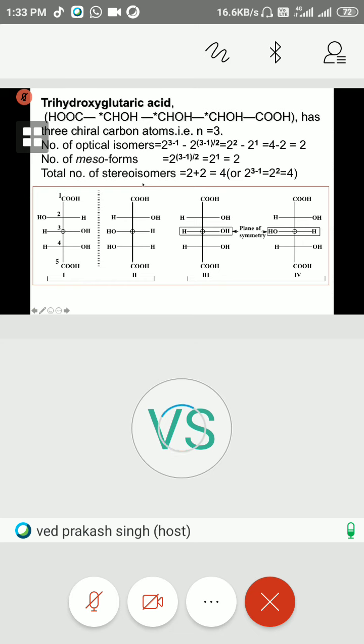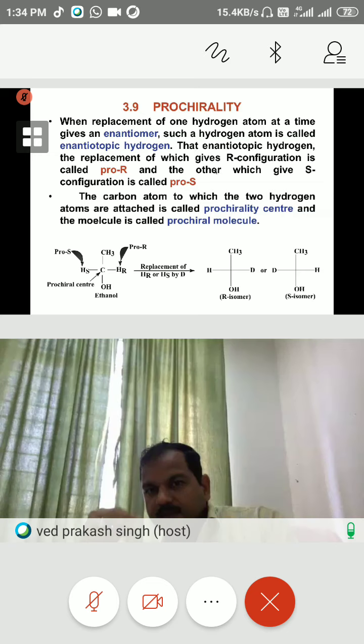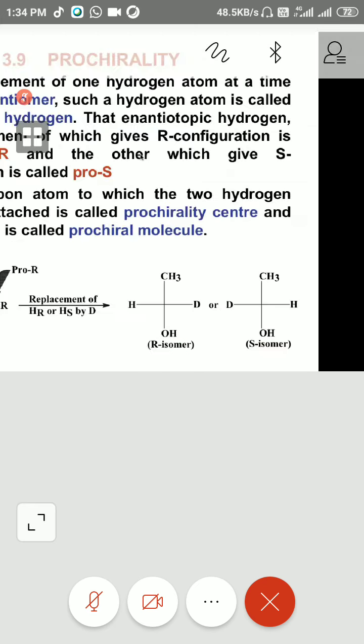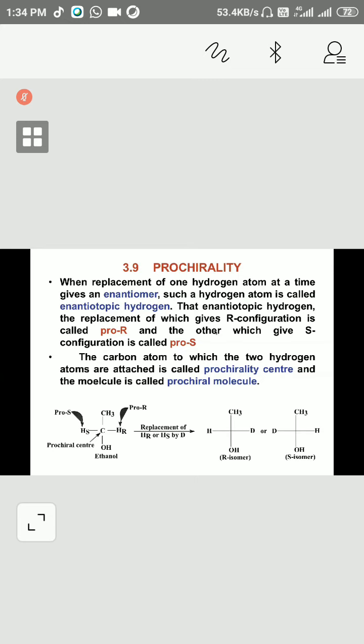Such a hydrogen atom is called an enantiotopic hydrogen, and that enantiotopic hydrogen, the replacement of which gives a configurational isomer. If it gives R configuration, then the starting material will be pro R. If it gives S, then pro S. The carbon atom to which the two hydrogen atoms are attached is called the prochirality center, and the molecule is called a prochiral molecule.